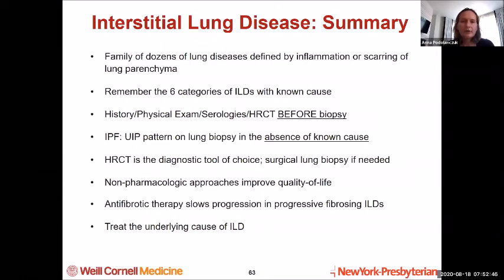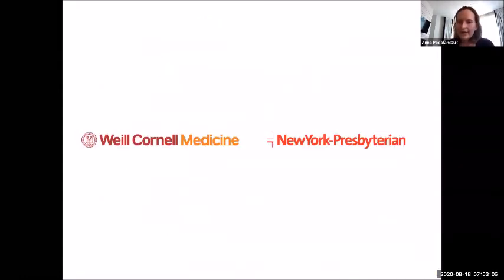There are non-pharmacologic approaches that can improve quality of life. Antifibrotic therapy, mainly Nintedanib, has now been shown to slow progression in progressive fibrosing interstitial lung disease. And again, try to remember to make a specific diagnosis and to treat the underlying cause of ILD. And with that, I will end. Thank you very much.